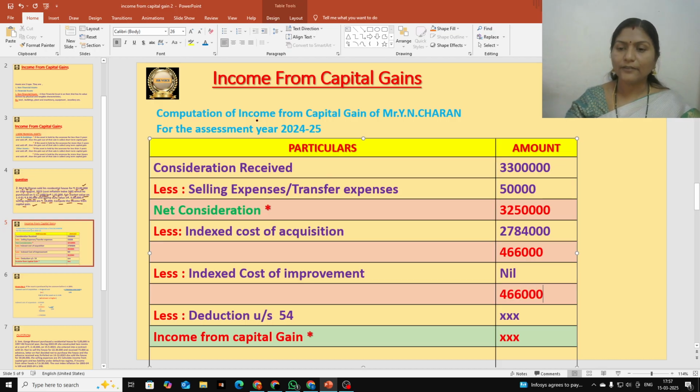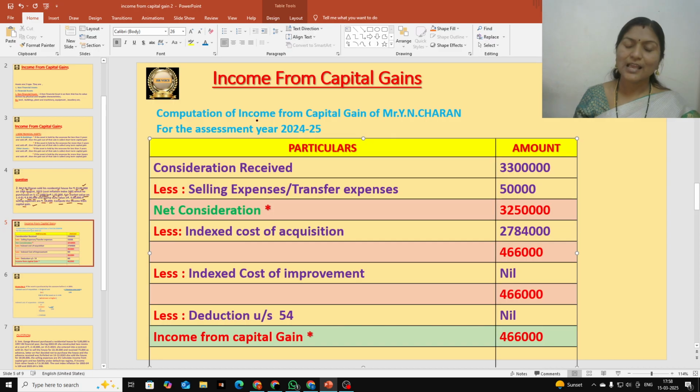And again from that we are going to deduct deductions under section 54. So here in the question, there is no discussion of section 54 deductions. So it is also nil. In few problems we get deductions under section 54, then we have to deduct it. So that is also nil now. Again, how much amount we get if we deduct nil from 4,66,000? We get the same amount, 4,66,000. So that is a positive amount. So we have to treat it as income from capital gain. Otherwise it will become loss. Here it is income from capital gain only. That is 4,66,000. This is the solution for this problem.